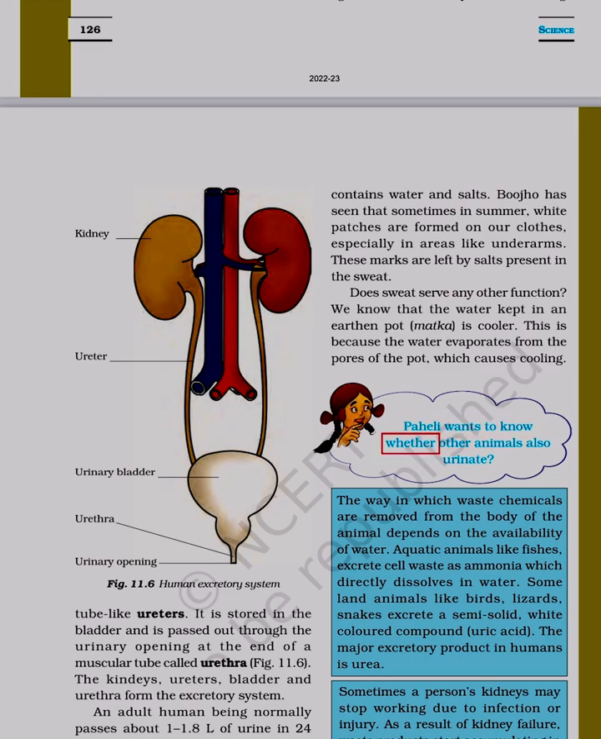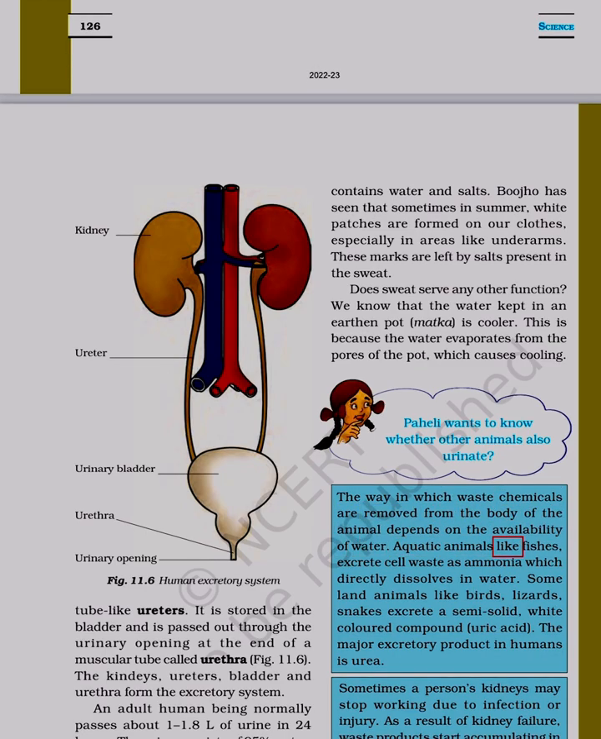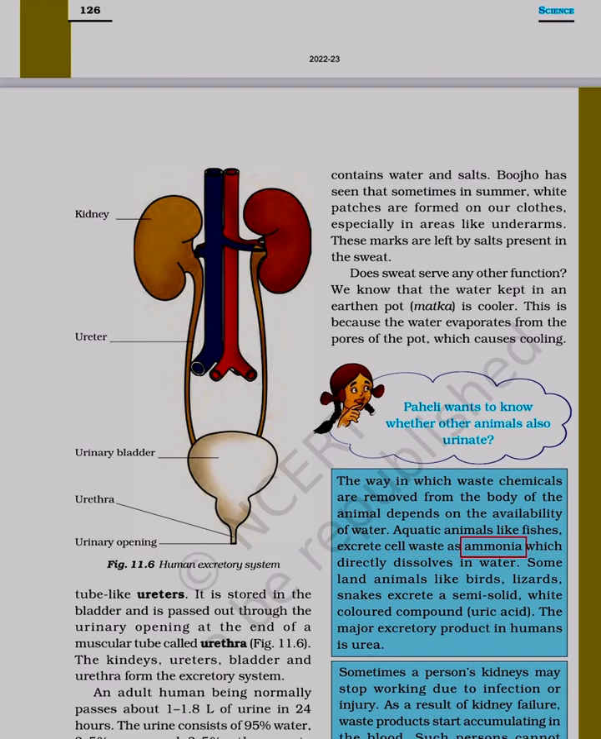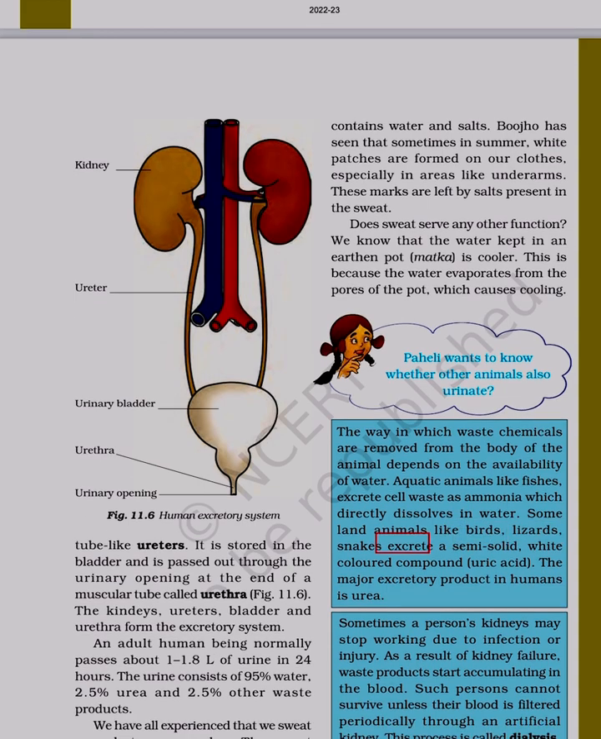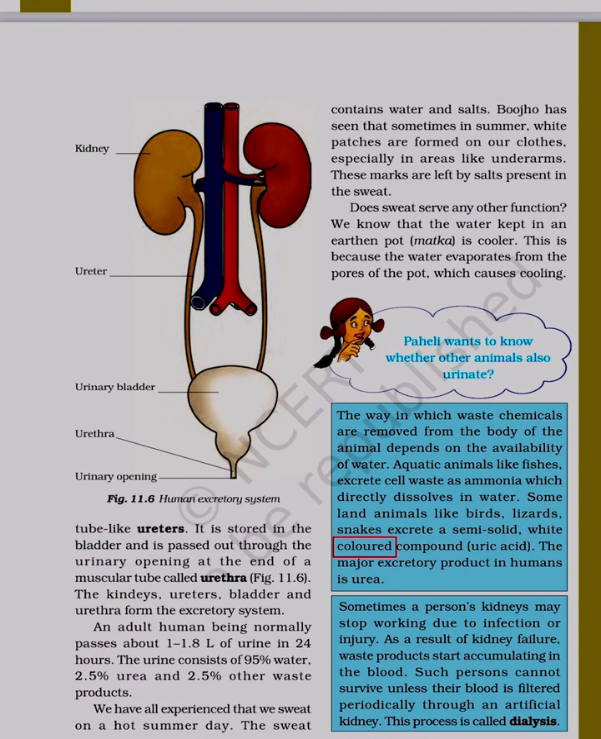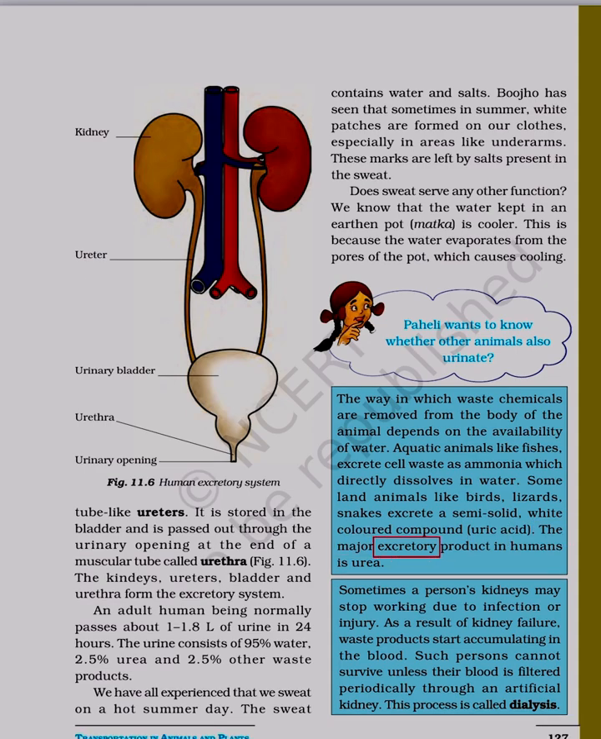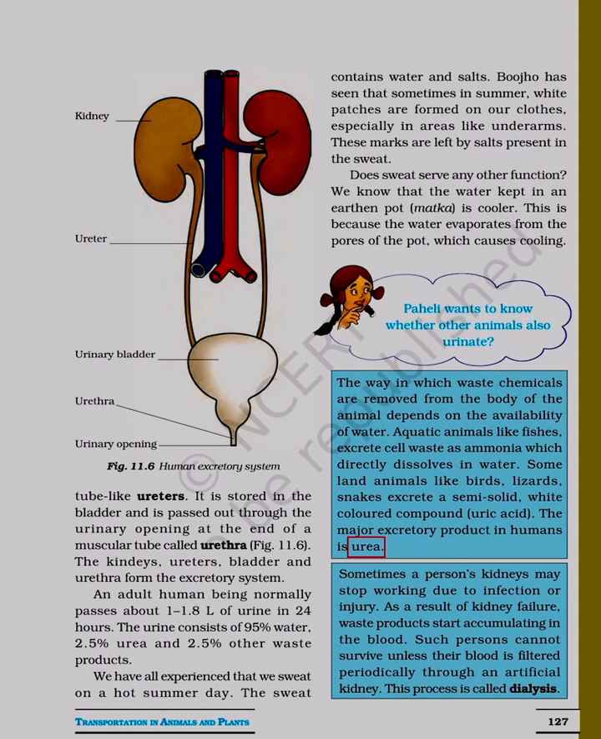Paheli wants to know whether other animals also urinate. The way in which waste chemicals are removed from the body of the animal depends on the availability of water. Aquatic animals like fishes excrete waste as ammonia, which directly dissolves in water. Some land animals like birds, lizards, snakes excrete a semi-solid, white-colored compound, uric acid. The major excretory product in humans is urea.